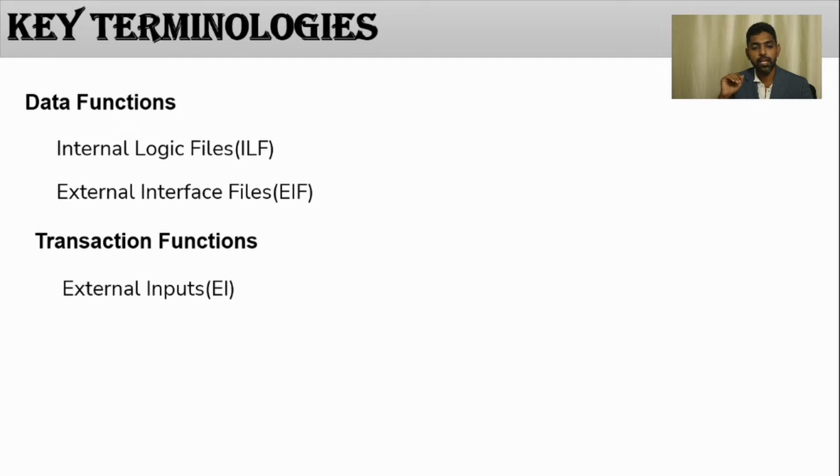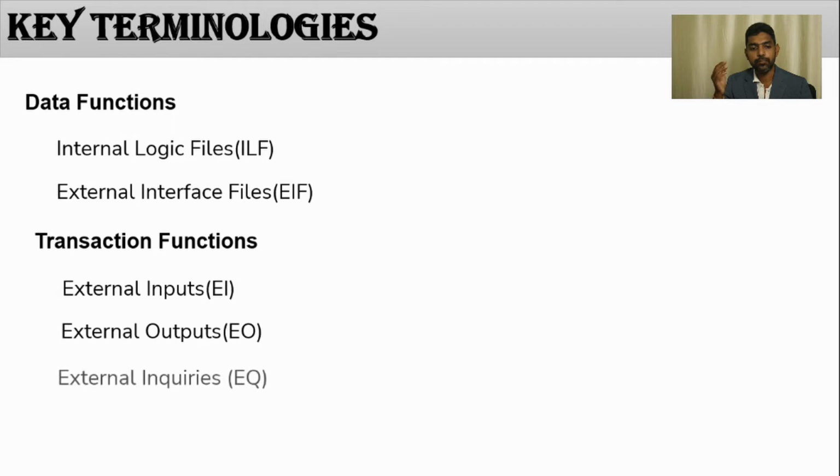Transaction function has three categorizations. The first one is external input. That is the data that is coming from outside the system. It might not be only the data, it can also include commands. External output, the data or commands that is going to the outside of the application. External inquiry is the request response type of activity.